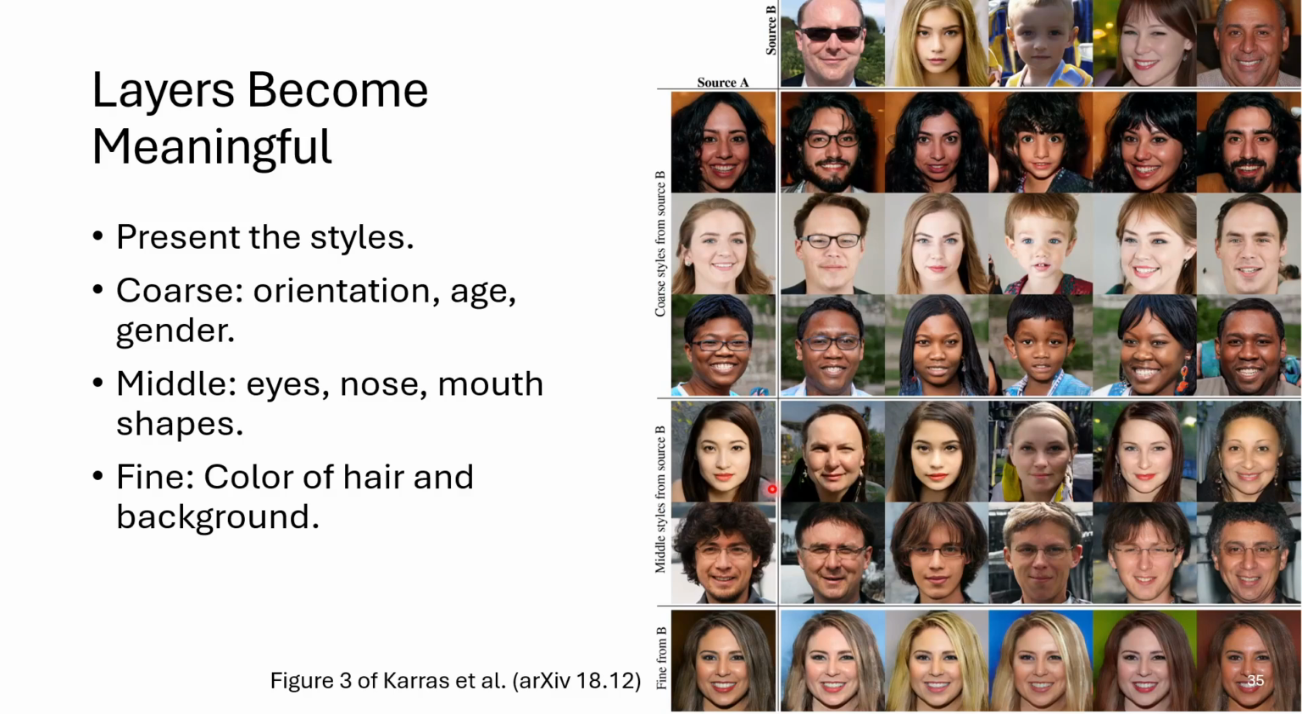For the coarse layers, they control the position of the face. For the fine layers, they control the color of the background, the color of the hair and the background. Okay, so this is why it's called StyleGAN, because every layer is meaningful. It can control the style of the generated image.